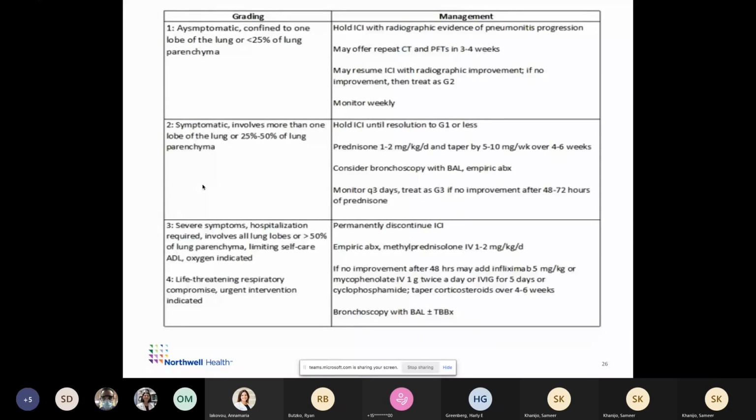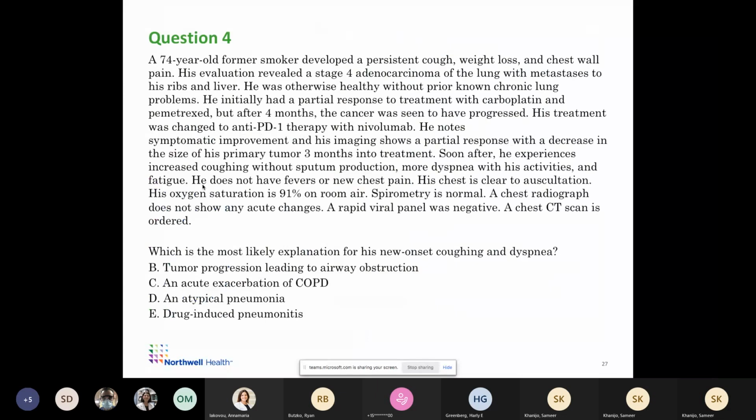And then severe symptoms and life-threatening symptoms, grade 3 and 4. And this is really where it becomes important to stop. In all of them, you should hold the immune checkpoint inhibitor. But grade 3 and 4 reactions are where you should not re-challenge them. And for grade 1 and 2, then it becomes a discussion with the oncologist about whether or not this treatment is important in the long-term cancer therapy.